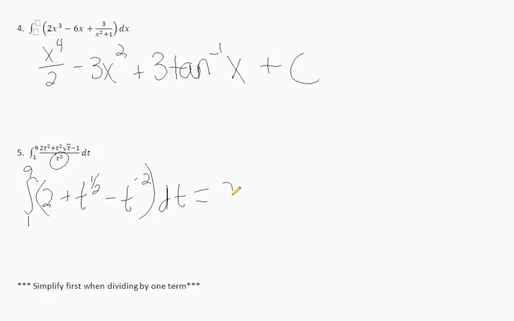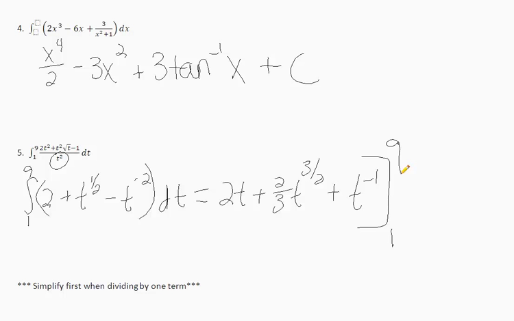The antiderivative of 2 is 2t. The next one would be 2/3 t to the 3/2. Add 1 to 1/2, I get 3/2. Divide by 3/2, same thing as multiplying by 2/3. Then for this one, add 1 to negative 2, I get negative 1. Divide by negative 1, so this becomes plus t to the negative 1. Now I don't need plus c because I'm going from 1 to 9, like what we did before. Now you're actually finding the area under this curve.